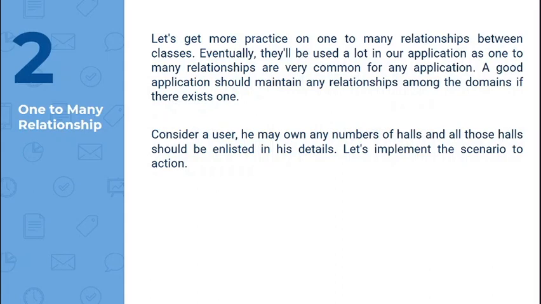So consider a user, he may own many halls. So one user can have many halls. That is where your one-to-many relationship exists here. Let's implement this scenario in action. So let us see how to implement the one-to-many relationship in this problem.